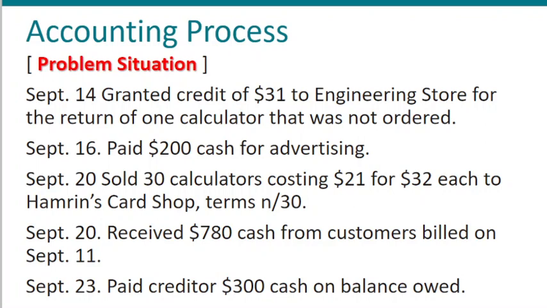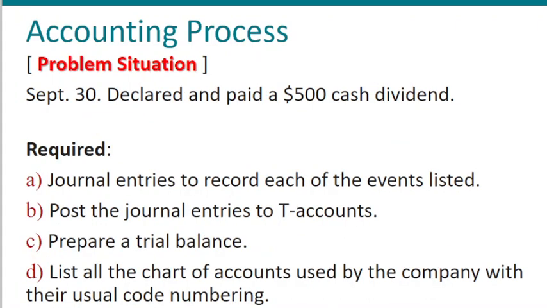September 16, paid $200 cash for advertising. September 20, sold 30 calculators costing $21 for $32 each to Amrain's Card Shop. Terms N/30. September 20, received 780 cash from customers billed on September 11. September 23, paid creditor $300 cash on balance owed. And the last one is September 30, declaring and paying $500 cash dividend.